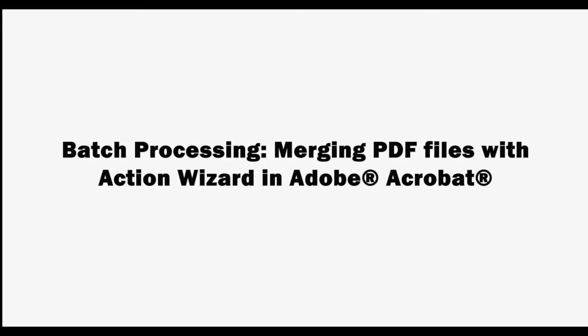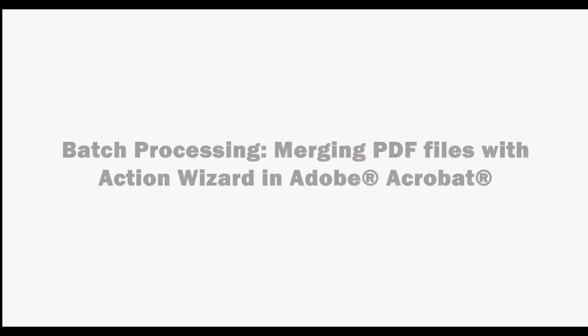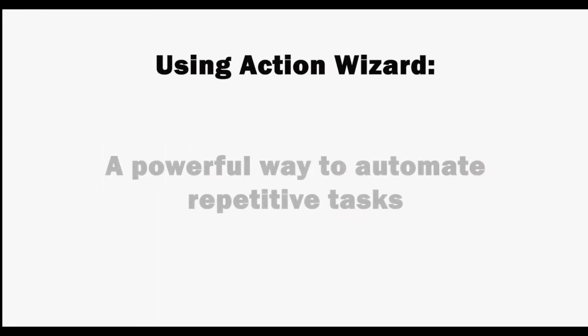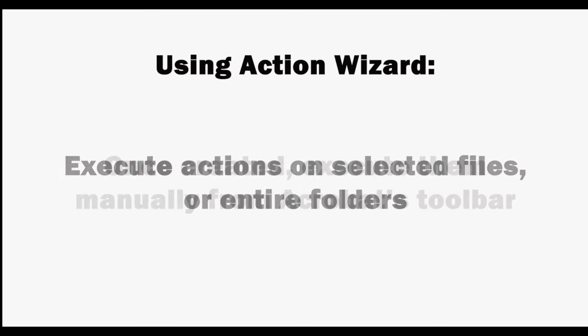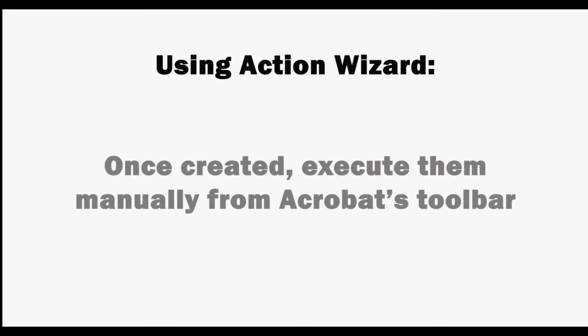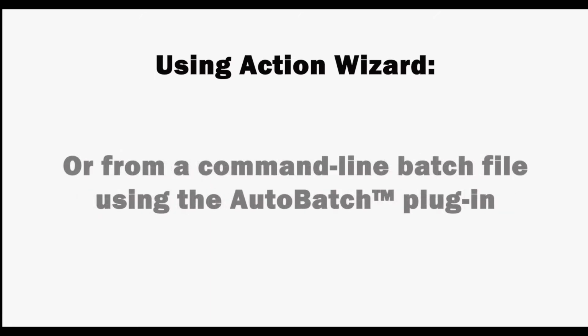In this video, we'll look at how to merge multiple PDF files with Action Wizard in Adobe Acrobat. Action Wizard, also known as batch processing, offers a powerful way to automate repetitive tasks. Use it to apply a saved series of processing commands to PDF files, minimizing user interaction. Such actions can be executed on selected files or the entire contents of folders, either manually from the Acrobat toolbar or from a command line batch file using the Auto Batch plugin.